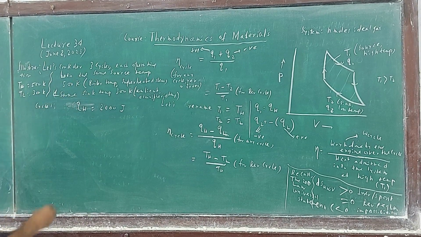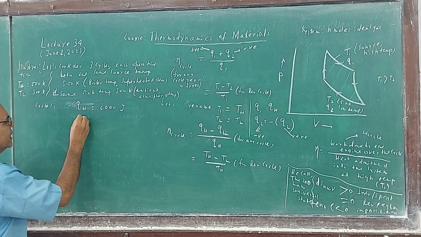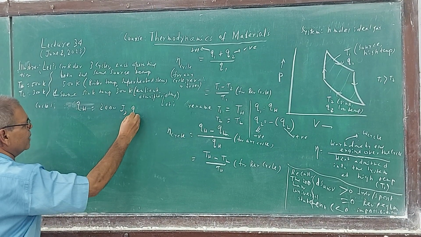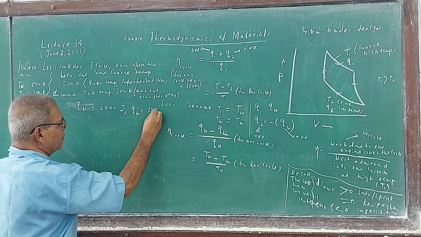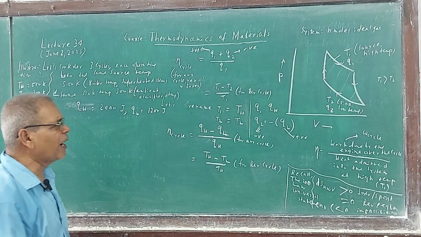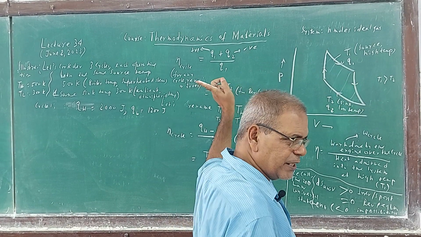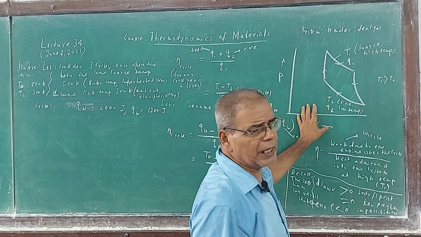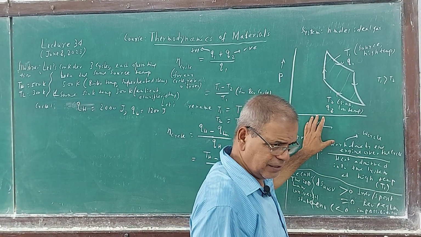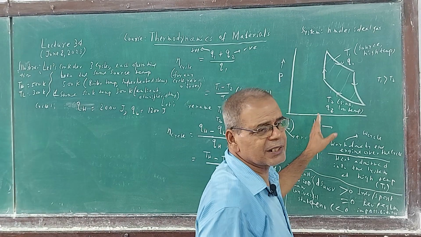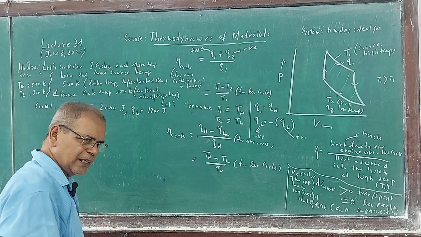Note this. This is common, but QL you will see differs. QL is said to be 1200 joule. So what does he say? My engine takes 2000 joule at the source temperature, namely 500 Kelvin, and rejects only 1200 joule, not more than that, at the sink temperature, namely 300 Kelvin. This is the first cycle.